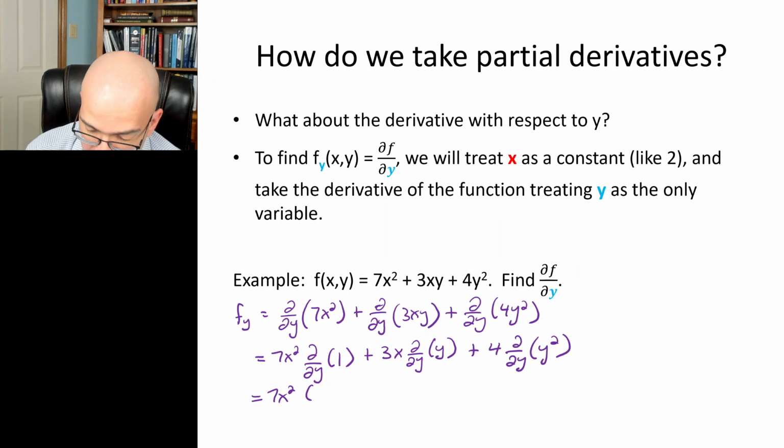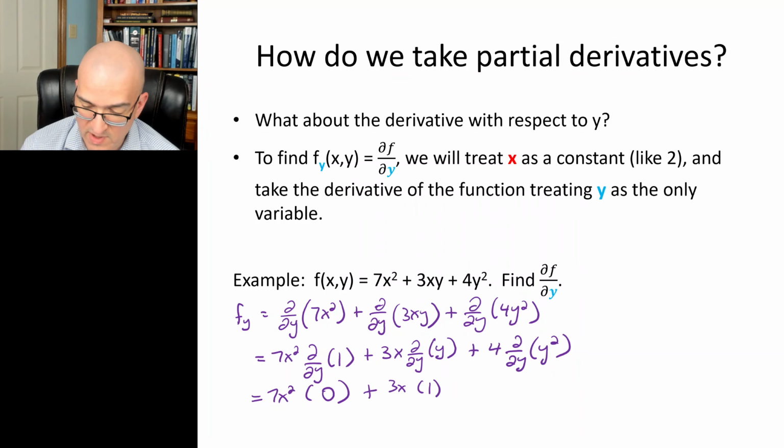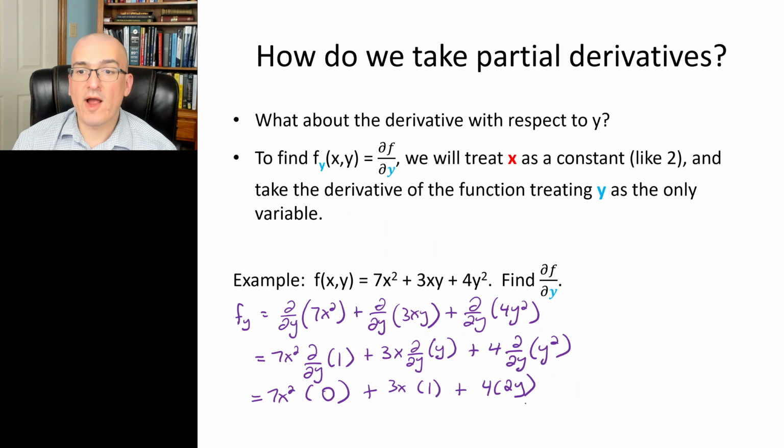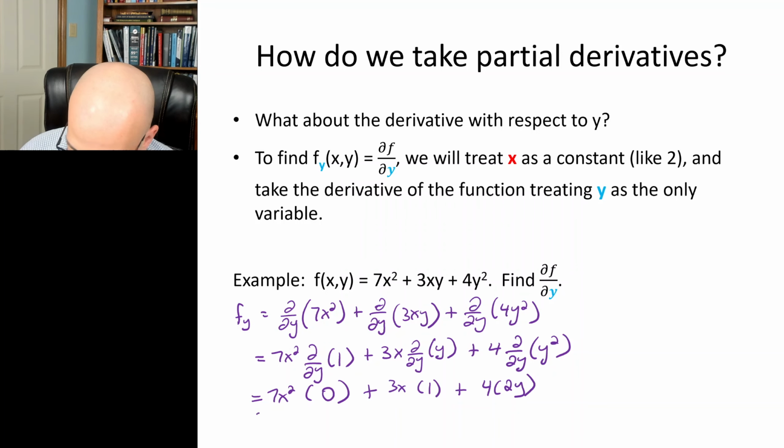We have 7x squared times 0, since 1 is a constant, plus 3x times 1. The derivative of y with respect to y is just 1. And then the derivative of y squared with respect to y is just 2y. So 4 times 2y. It's not 2y times y prime, because we're not taking the derivative of y with respect to x, where y is a function of x. We're taking the derivative of y squared with respect to y. Very, very different. Okay, so we'll get 0 plus 3x plus 8y. So 3x plus 8y.